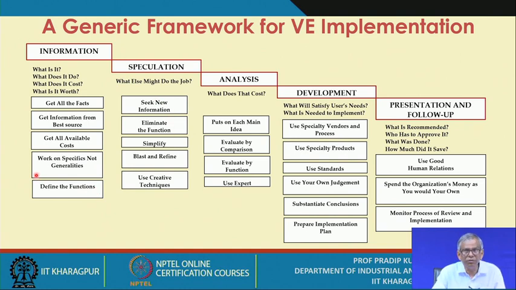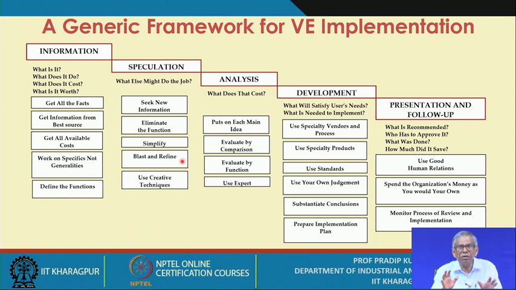Once the information phase is completed, you go to the next phase, that's the speculation. What else might do the job? That means there could be many alternatives. Your main purpose is to get the function. Now, for one product you are prescribing, it may so happen that the same function you can get by employing some other means. This is referred to as speculation. Seek new information, eliminate the function, simplify, blast and refine.